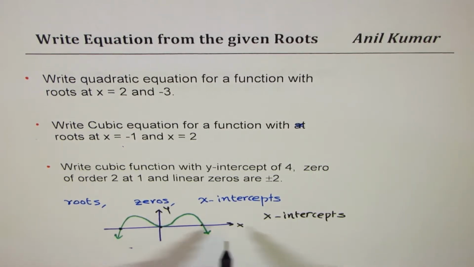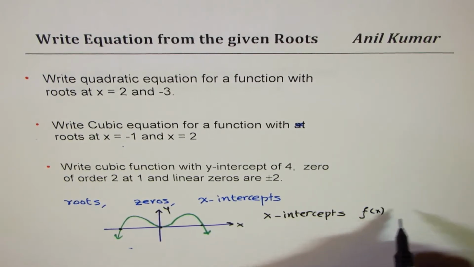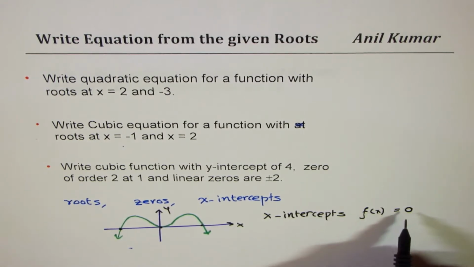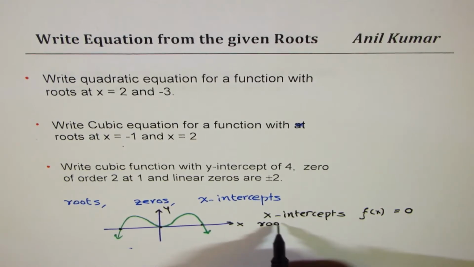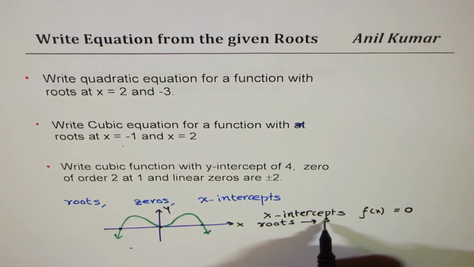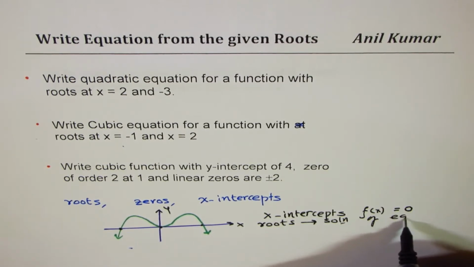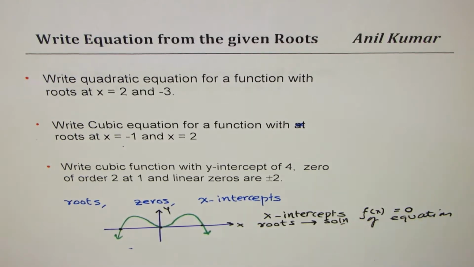Now, if we are working with any equation, let us say of the form f of x equals something, then f of x equals 0. For that particular function, these x-intercepts are solutions, right? So we call them roots. So roots are solutions of the equation, where the equation is f of x equals 0. That is very important to understand.